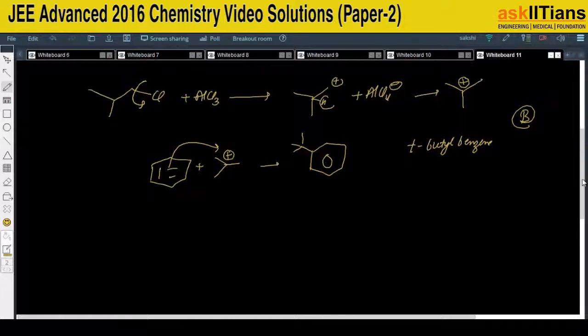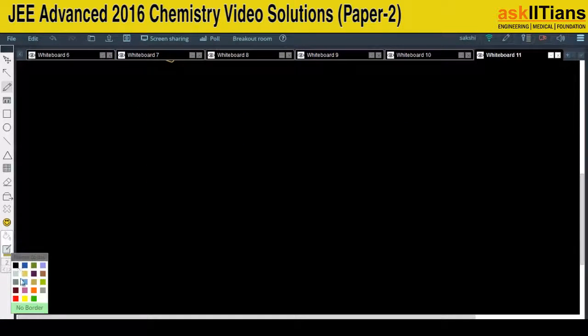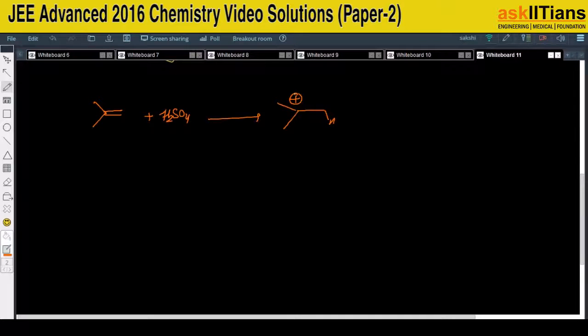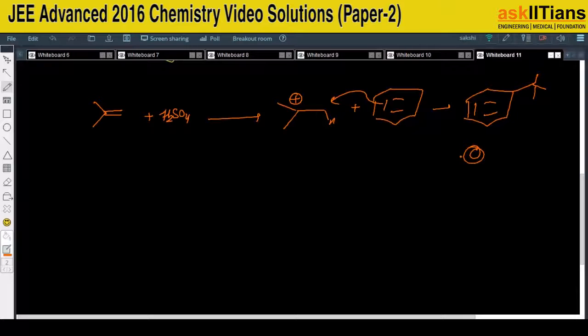But since it is a multiple correct question, you should not quit with option number B. Just continue doing the question. Coming over to option number C, you have taken something like this and then you are adding H2SO4. See, the only difference between the first option and the third option is the presence of acidic medium. If I add the acidic substance, you can say hydrogen will come here and there will be a positive charge here. Again, this carbocation will react with benzene and the same reaction will go on, and you can get tertiary butyl benzene as the product. So option number C is also the correct option. And now it's time that we should come over to the last option.